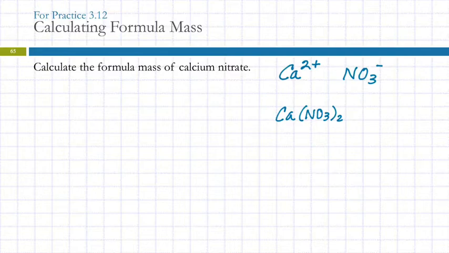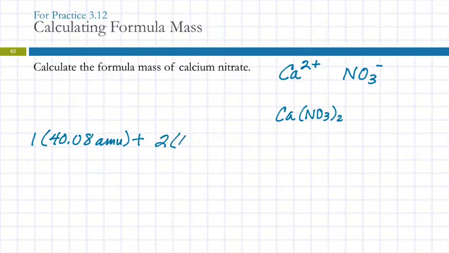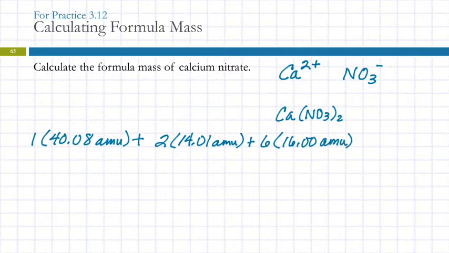Okay, so calcium, 40.08. So we have 1 calcium atom, 40.08 atomic mass units. And we have 2 nitrogen atoms. Each of those weighs 14.01 atomic mass units. And we have 6 oxygens, and each of those weighs 16.00 atomic mass units. Again, do not round those molar masses to less than 4 significant figures.